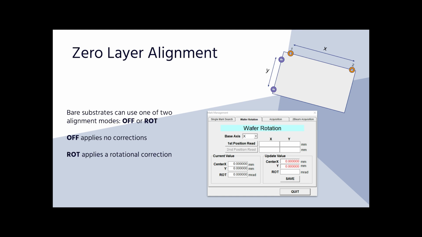To use this mode, you will need to go to the Wafer Rotation tab under Mark Management. You will need to navigate to the part of your sample that you will be using for rotation correction, usually a sample edge. You will read in the first position, navigate to the second position, and then read in that stage location as well. This will allow you to ensure that your pattern is aligned to your sample, not to the stage when executing the write.